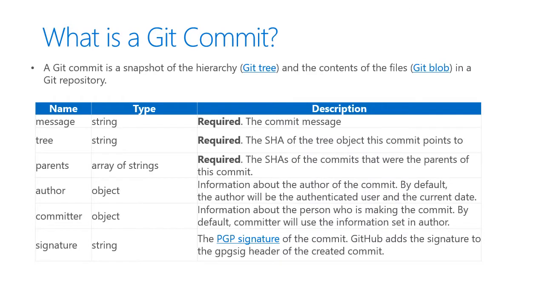What is a Git commit? A Git commit is a snapshot of the hierarchy and the contents of the files in a Git repository. Below in the table, you see we have 6 different properties, 3 that are required. They're all part of a Git commit, including the message, the tree, the parents, and information about the author and the signature.